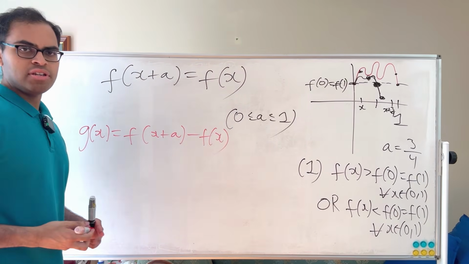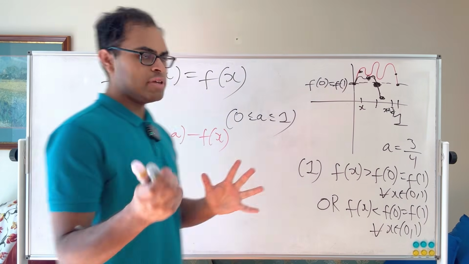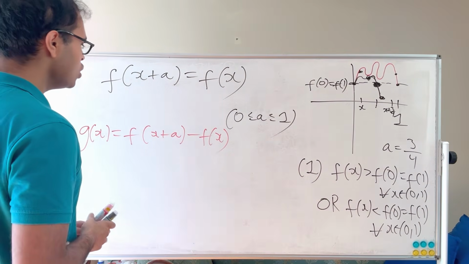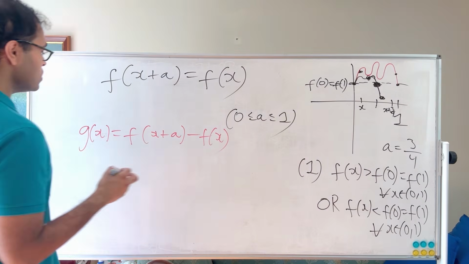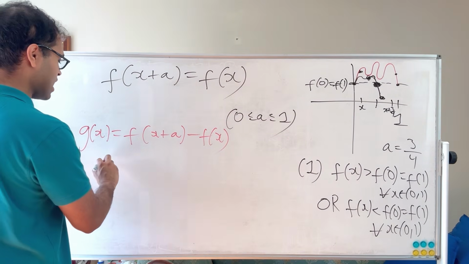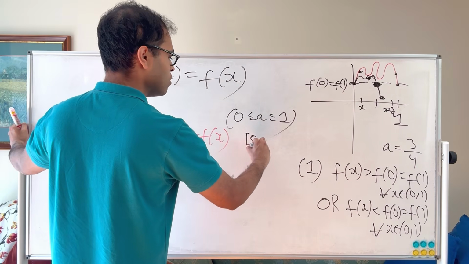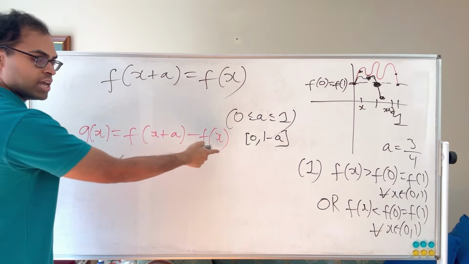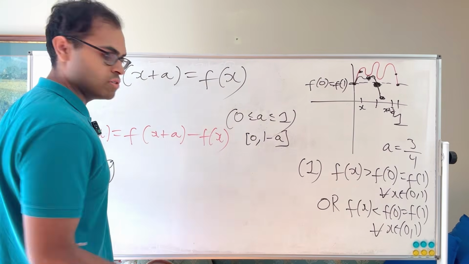Now we can sort of intuitively see, no matter what a you pick, you may be able to see on that graph that there is going to be an x so that f of x plus a is f of x, but we have to rigorously prove it. It's pretty beautiful. So how are we going to do this? We've got this function g of x. Now we're going to look at two values. So g is a continuous function on the interval 0, 1 minus a, because x plus a has to be in the domain of f, and x has to be in the domain of f, and the domain of f is the closed interval 0, 1.